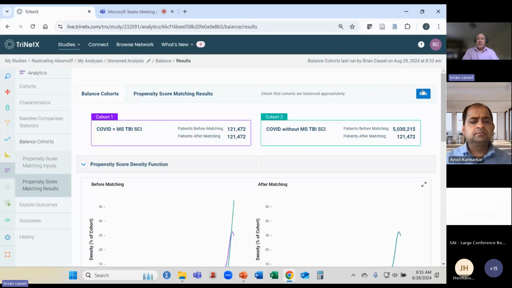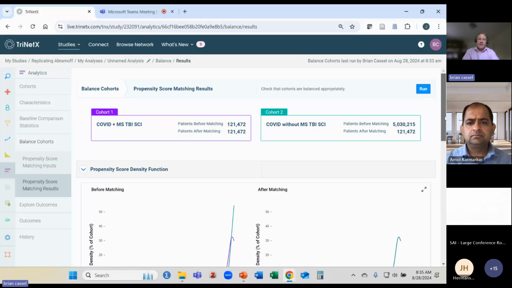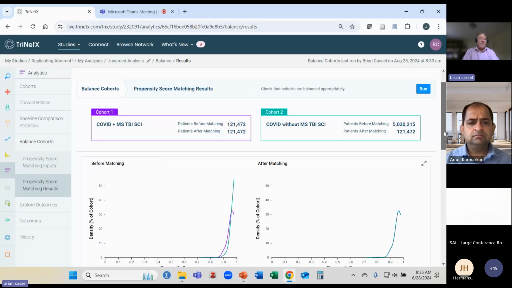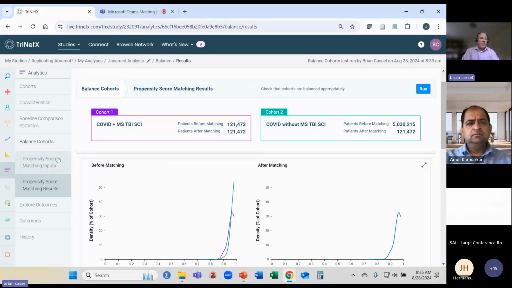The propensity score is from a logistic regression, looking at the impact of those 10 characteristics on predicting whether people had or did not have your differentiating characteristic, which here is the exposure to prior MS, TBI, or SCI. Okay, so the output you get, here's where we're at now on our menu of steps.